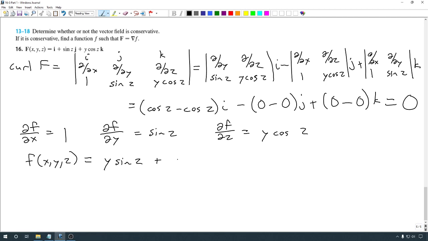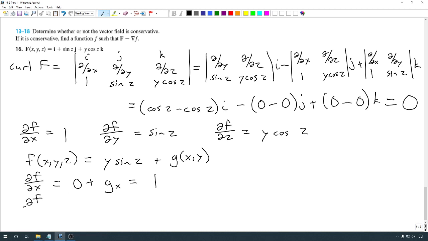Now, of course, this is plus a constant. But that constant might depend on x or y. I'm going to write this as a function g of x and y. I need to find out what that is. And probably the easiest way to tackle that is just differentiate this particular thing we have here. With respect to x of this thing, well, the y sine z is 0. We get the x derivative of g. And we need that because these need to be the same thing. It needs to equal 1.